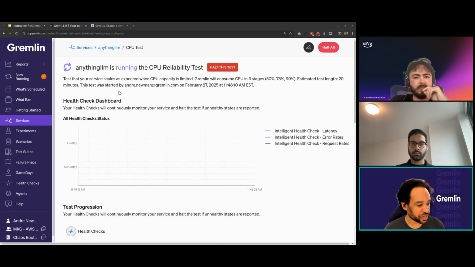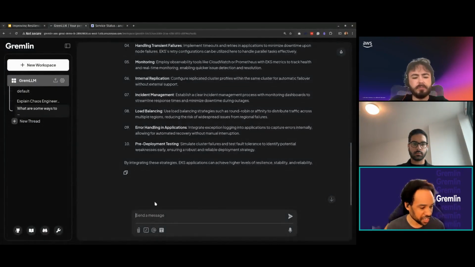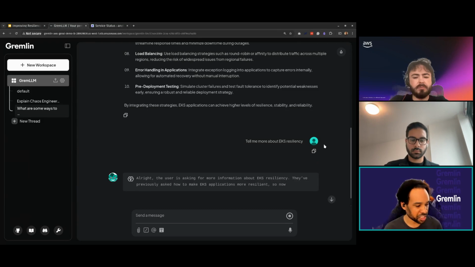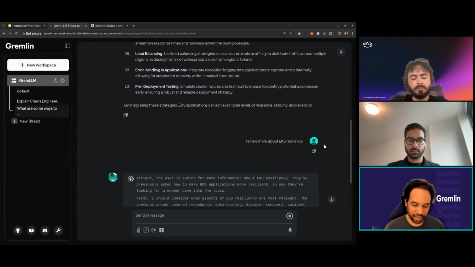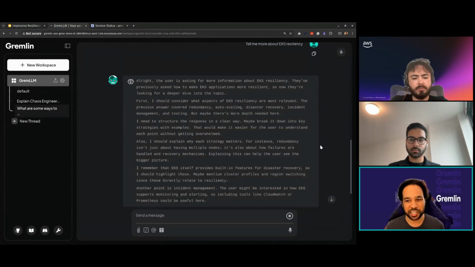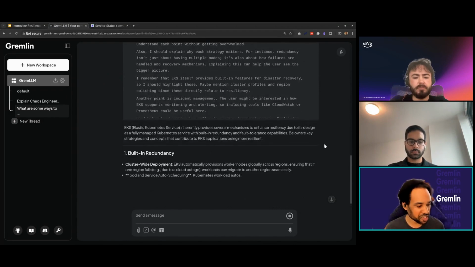And while this test is running, I can even go back into my LLM and start sending it other messages like, tell me more about EKS resiliency. And now I'm using my application while the test is running in the background, just to make sure that in the case of the test, this is scalability. My application isn't impacted. I'm still getting the results back. AnythingLLM still seems responsive and it's still streaming messages back to me.